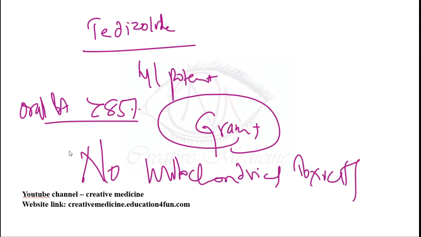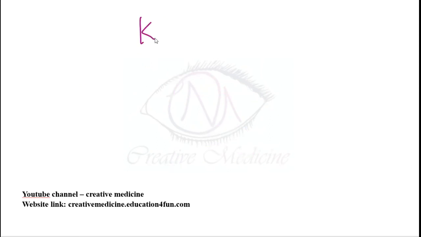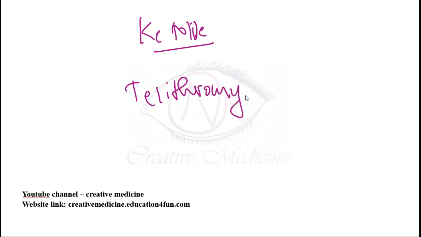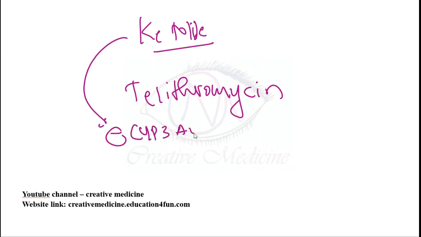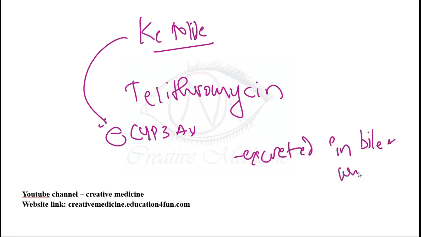Then we also have ketolides. Ketolides include telithromycin. These ketolides inhibit CYP3A4, and they are excreted in bile and urine.